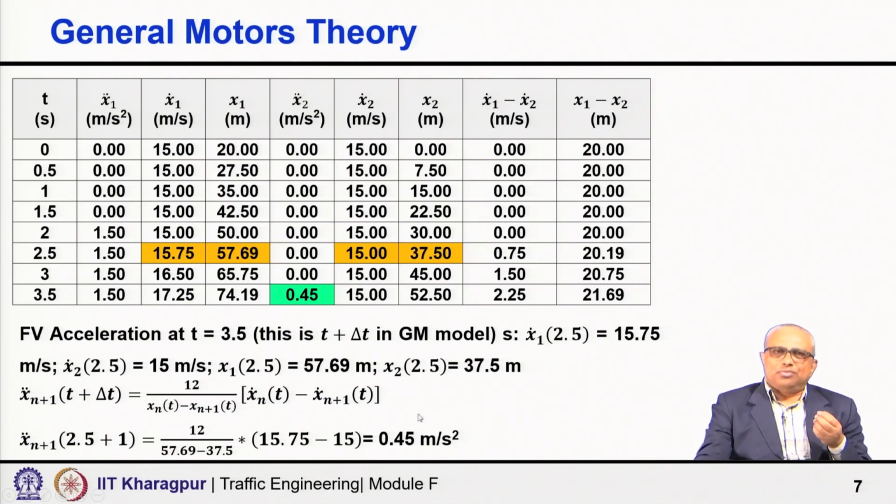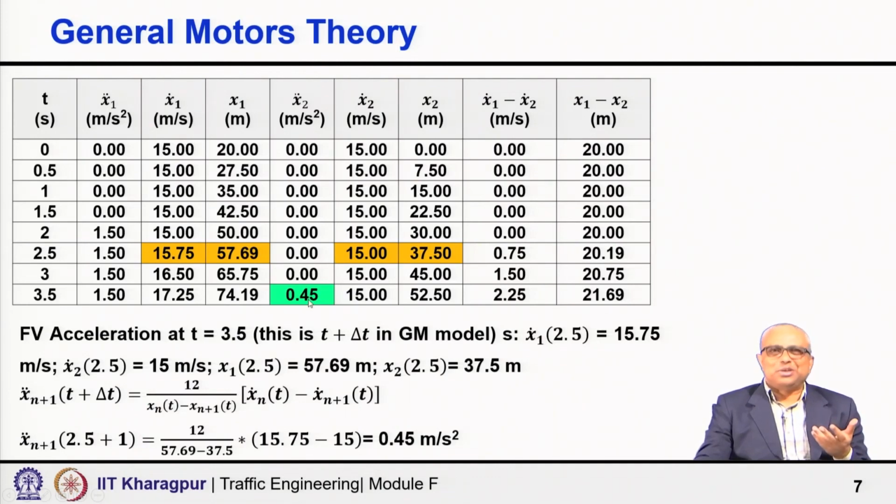Then we go to this equation, the third generation General Motors model. We know it is 12 by x n t minus x n plus 1 t. So, this will be simply x 1 and x 2 you can consider. The x 1 values are known, also the x dot n and x dot n plus 1, all of which we are taking at time t of 2.5 seconds. That is the basis for calculating the response after delta t, the reaction time. So, t plus delta t is the time clock. You calculate it as 0.45 meter per second square.